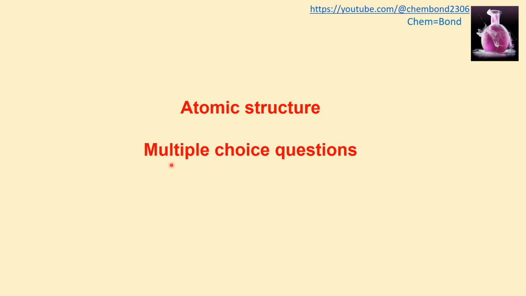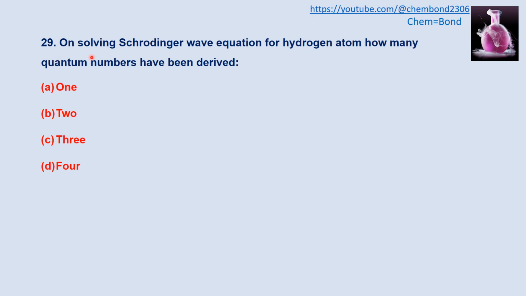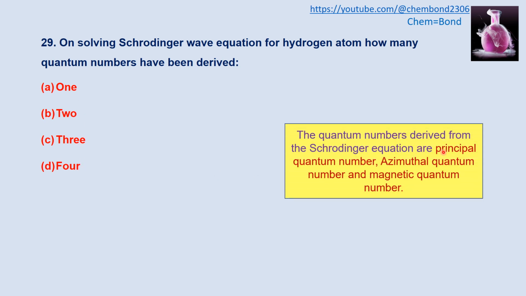This video lecture is about part 3 of the multiple choice questions on solving the Schrodinger wave equation for the hydrogen atom. How many quantum numbers have been derived? There are three quantum numbers: principal quantum number, azimuthal quantum number, and magnetic quantum number, that have been derived from the Schrodinger wave equation.